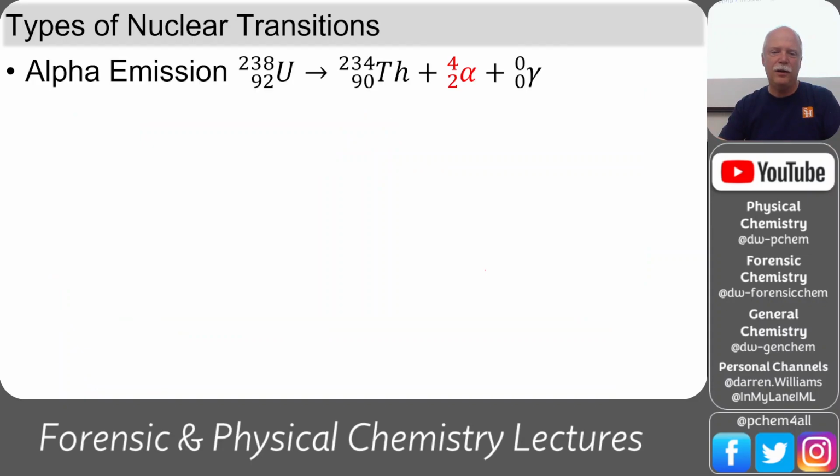So how do these break apart? These are the different transitions. And so this is the meat of today's lecture, these different transitions. We call this alpha emission, or also we call this alpha decay.